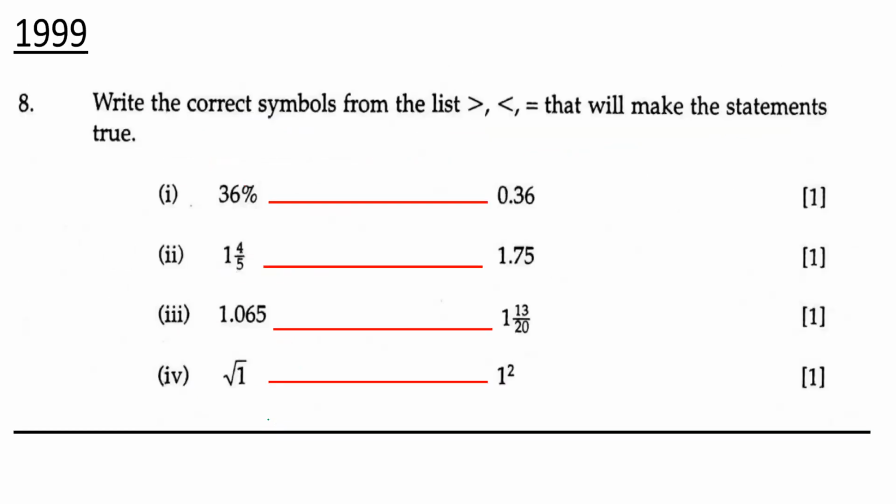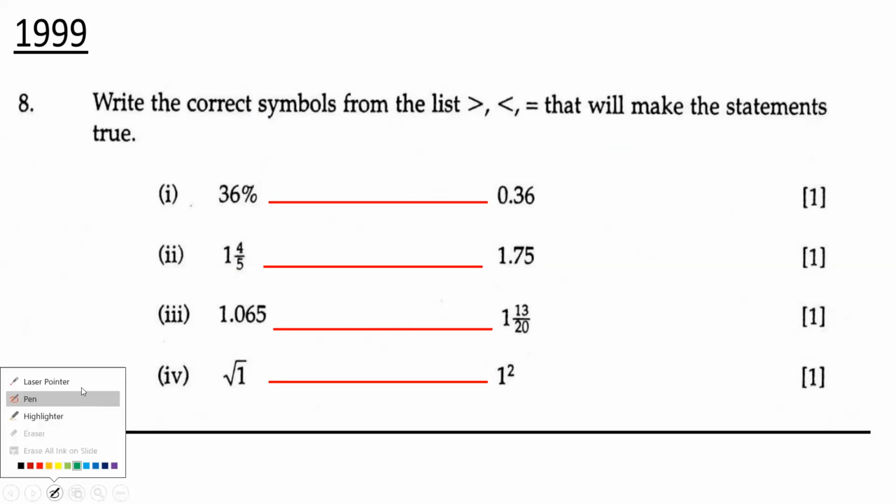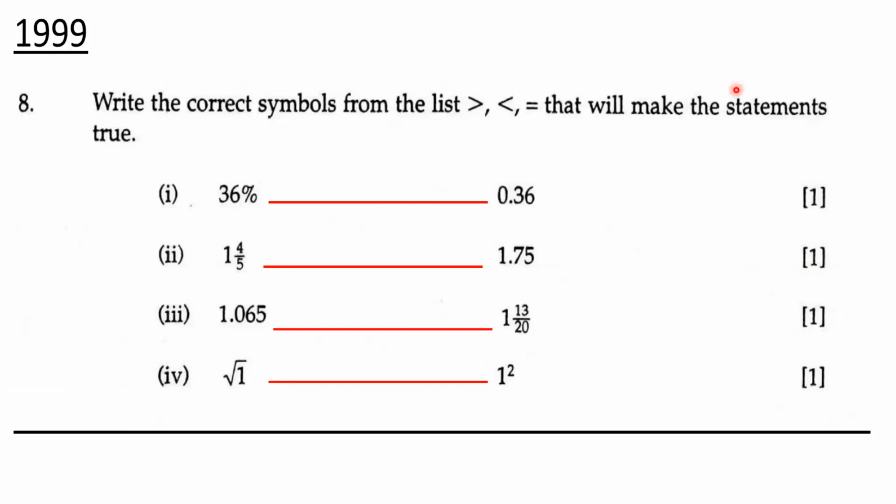Let's do another one. We have this one. It says, write the correct symbols from the list. We have greater than, less than, equal to, that will make the statements true. Notice here we have 36% and we have 0.36. So which one is bigger? Is 36% bigger than 0.36? Or are they equal? Or is 0.36 bigger than 36%?